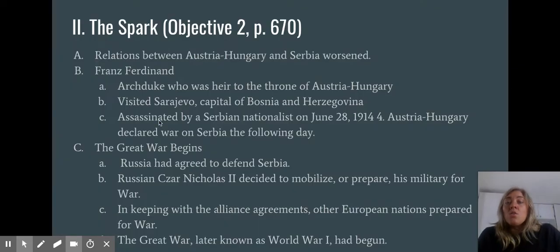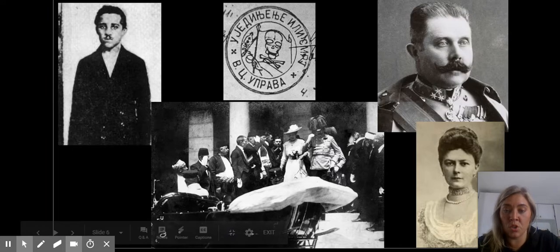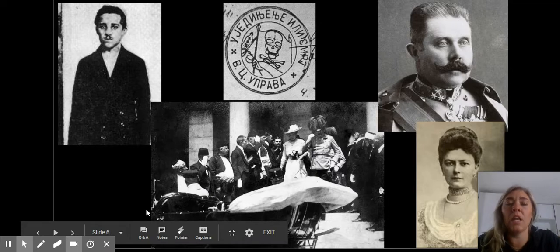So he's angry. He's a member of the Black Hand, that Serbian nationalist group, and he assassinates Franz Ferdinand and his wife on June 28th of 1914. So he kills them. He shoots them. I think he shoots them while they're riding in their car.